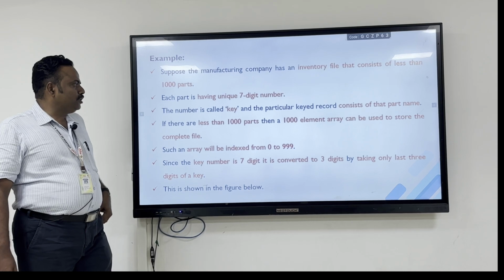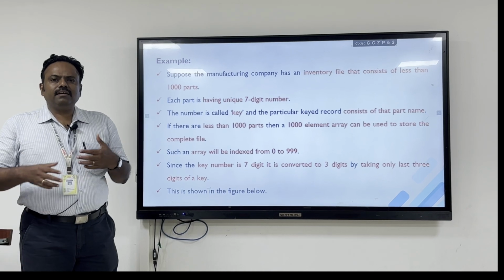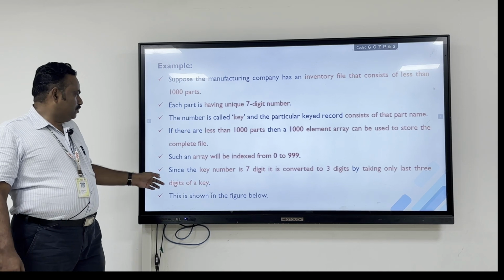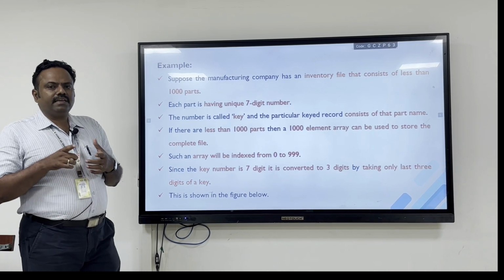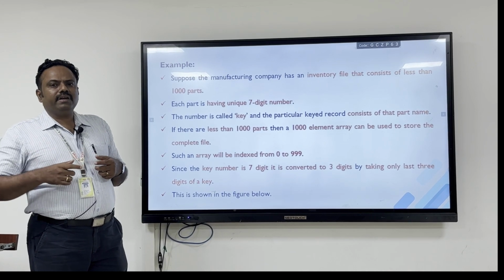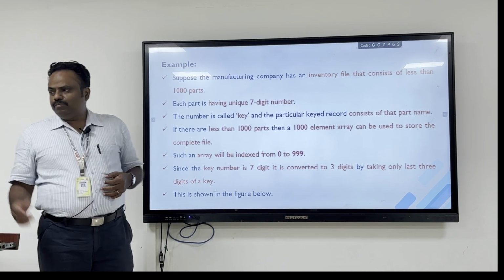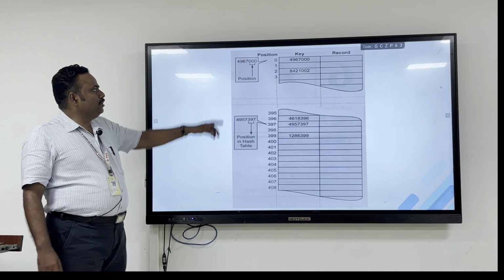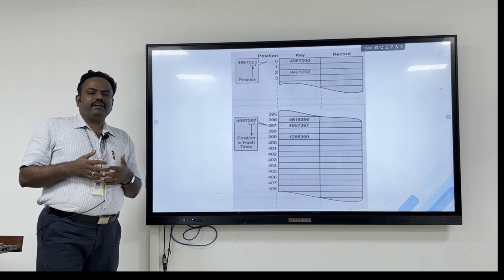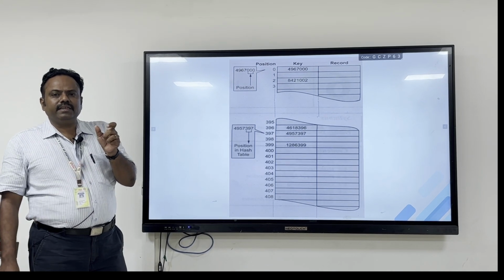So if there are fewer than 1000 parts, then a 1000-element array can be used to store the complete file. Such an array can be indexed from 0 to 999. Since the key number is a 7-digit number, we convert it into a 3-digit number by taking the last 3 digits of the key value. We calculate this by taking the key value modulus 1000. The last 3 digits are the remainder.